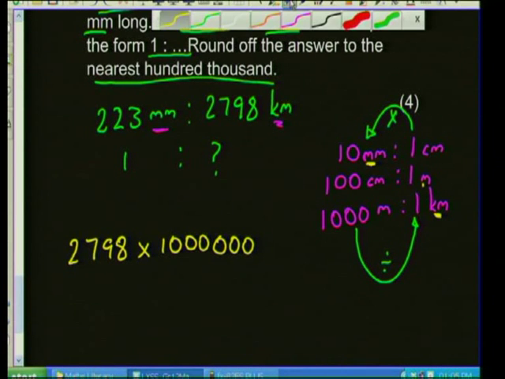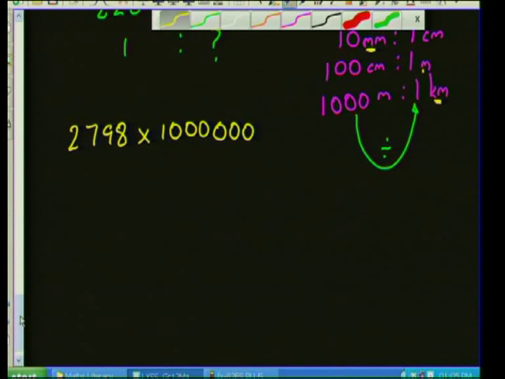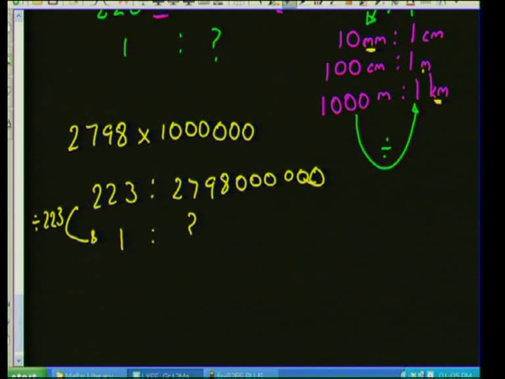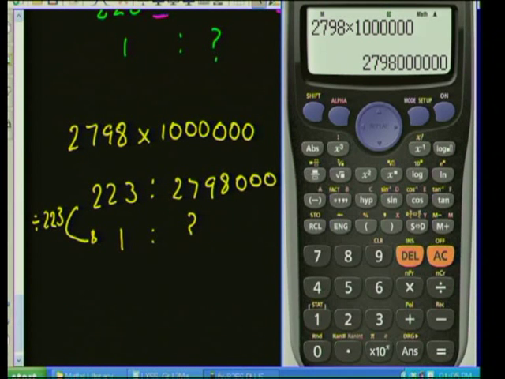So let's rewrite this. We have this 223 millimeters to 2798 million, so another 6 zeros. Right, now I want this to be 1 to what? So what am I doing here? I am dividing by 223. And I'm going to do the same thing here. Divide by 223. On my calculator, I already have that big number, so I divide by 223, and I get an answer.